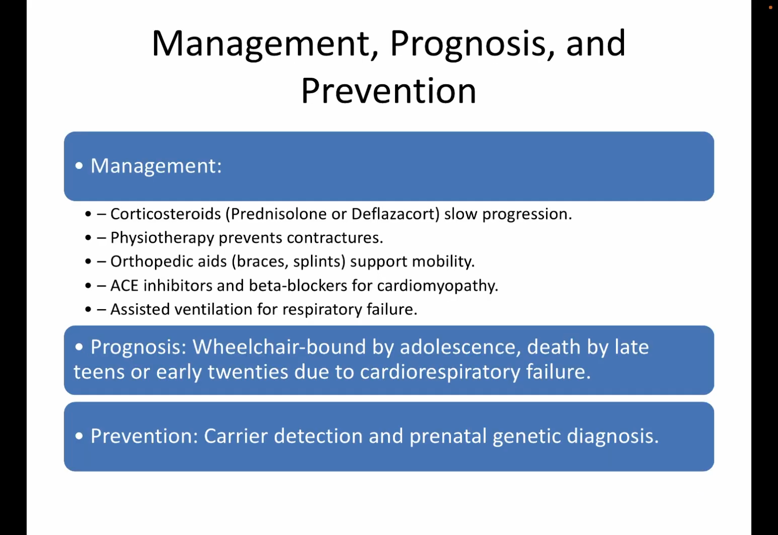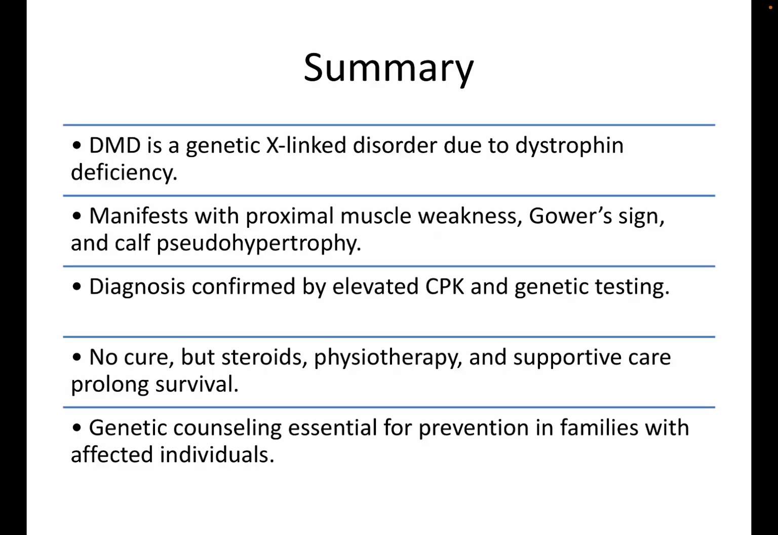Coming to the management, the mainstay includes corticosteroids, which will slow the progression, physiotherapy to prevent contractures, orthopedic aids that support mobility, ACE inhibitors and beta blockers for cardiomyopathy, and assisted ventilation for respiratory failure. Prognosis: wheelchair-bound by adolescence, death by late teens or early 20s due to cardiorespiratory failure. Prevention: carrier detection and prenatal genetic diagnosis.